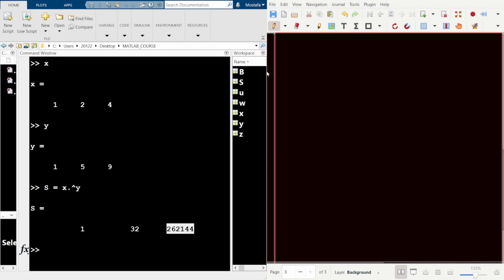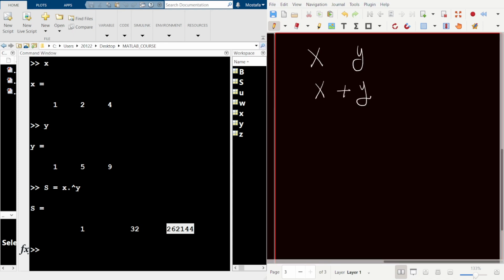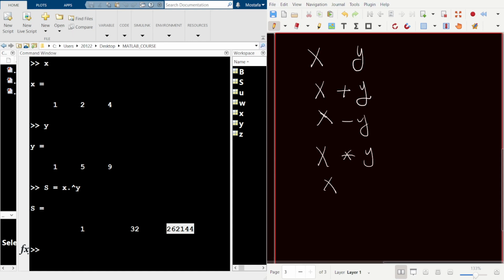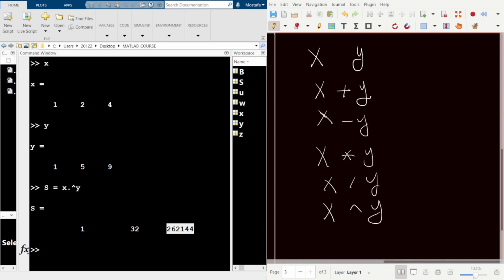So let's summarize these operations here. In summary, if I have two arrays x and y, for addition it's simply x plus y, and for subtraction, simply x minus y. But for multiplication, for division, and also for exponentiation, I must have a little dot here, and a little dot here.